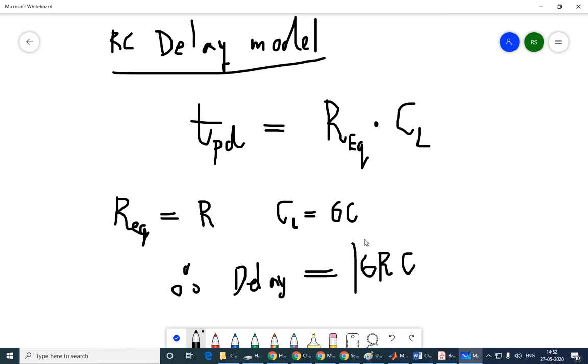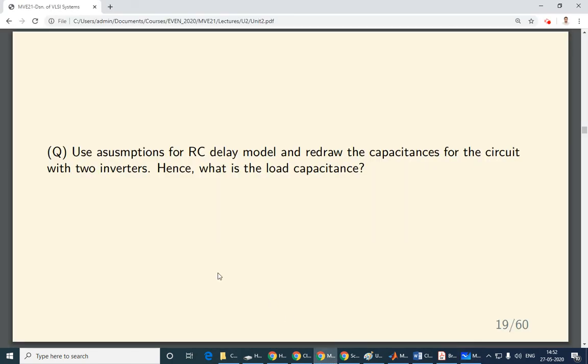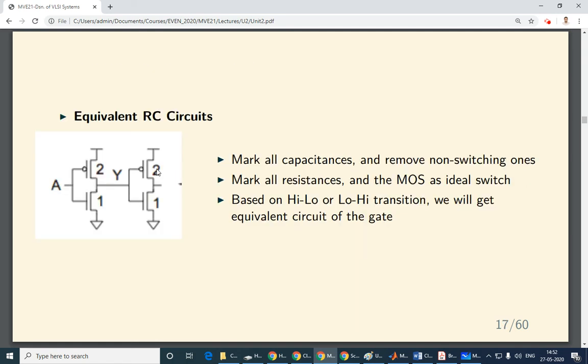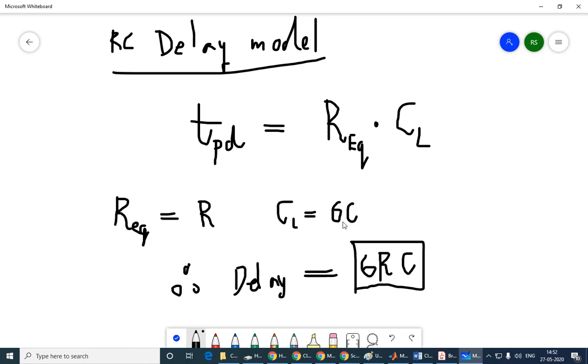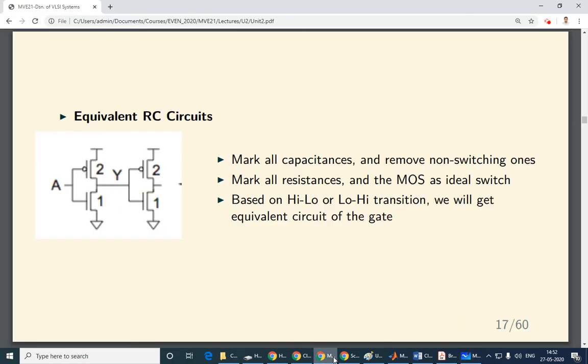So this is my delay due to the RC delay model. For which circuit? For this circuit, that is two inverters, both unit inverters. For this circuit, with one unit inverter, we calculated the load capacitance and got 6C. Each transistor has resistance R, so the equivalent resistance is just R, and the delay is just the product of these two numbers, 6RC. Okay, so this is the RC delay model.